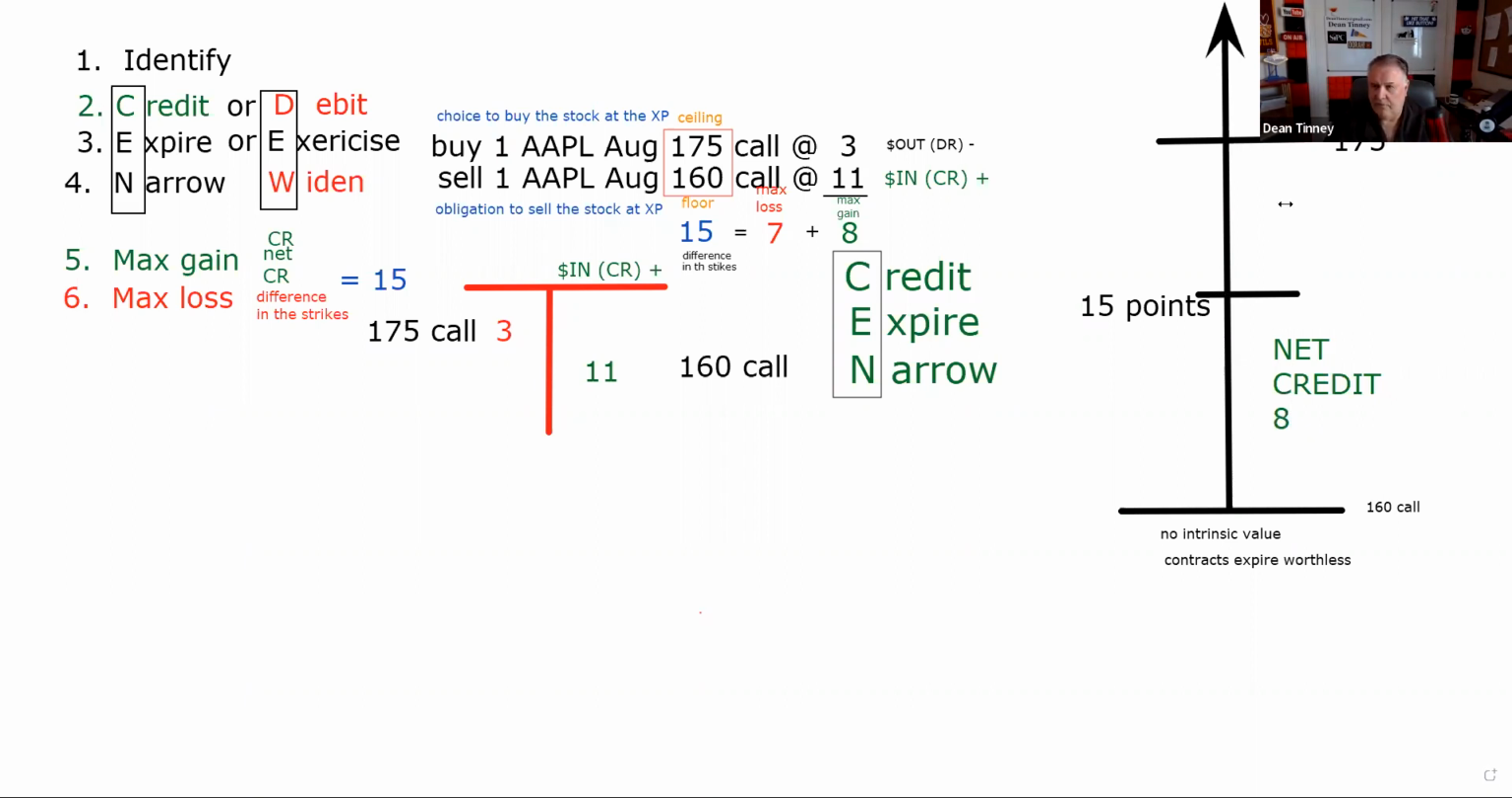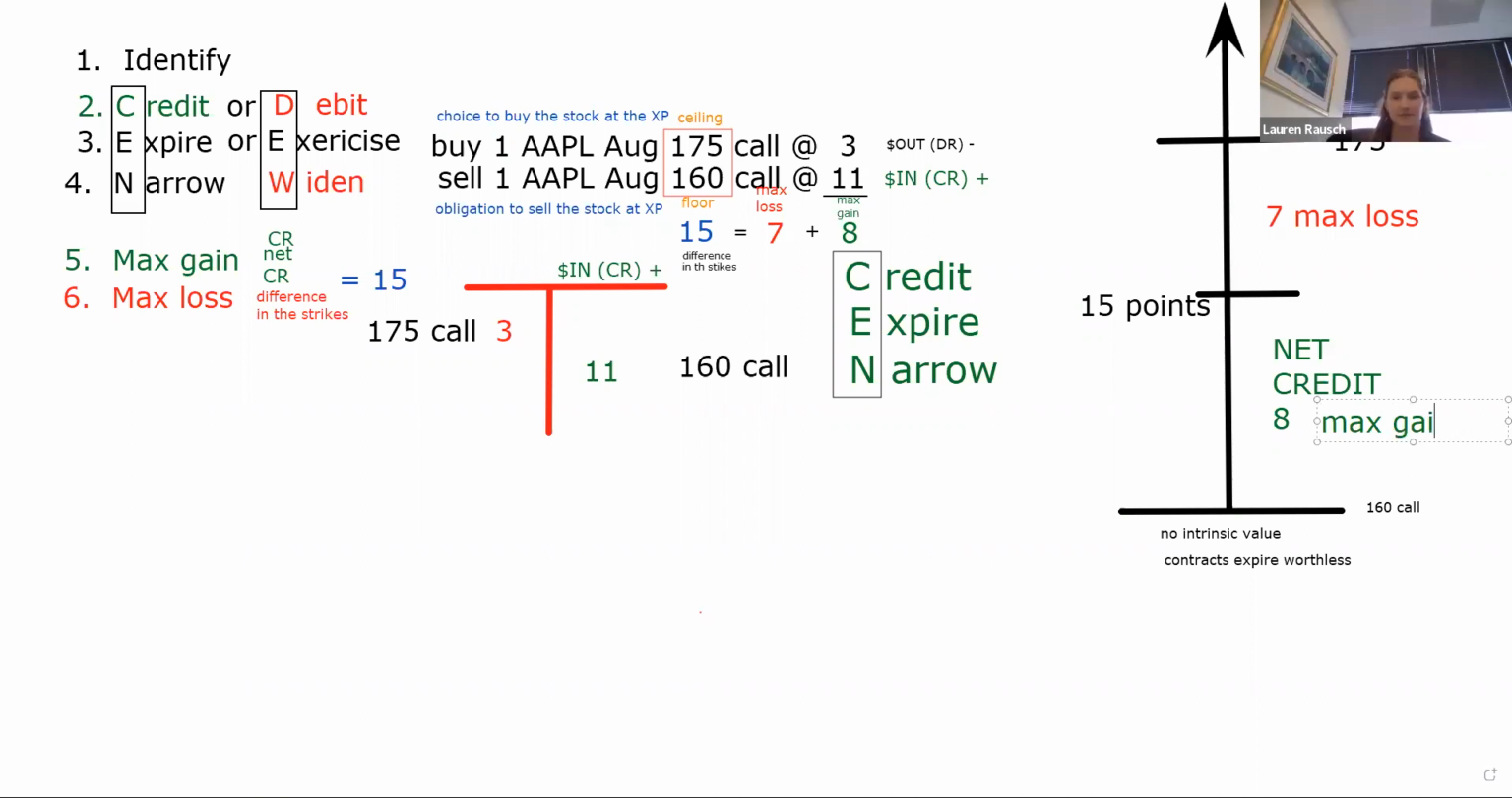And we're saying that our maximum loss is going to be this difference here. And put that in red. We said the gain and the loss is the difference in the strikes, 15 minus 8. That's our max loss. And this is our max gain. So I'm just giving you a visual representation of this, not testable. Just showing you what it looks like. Okay. What is testable?